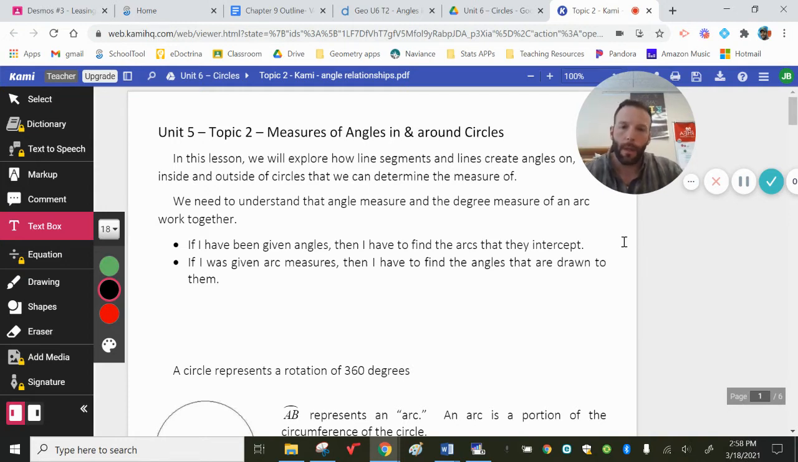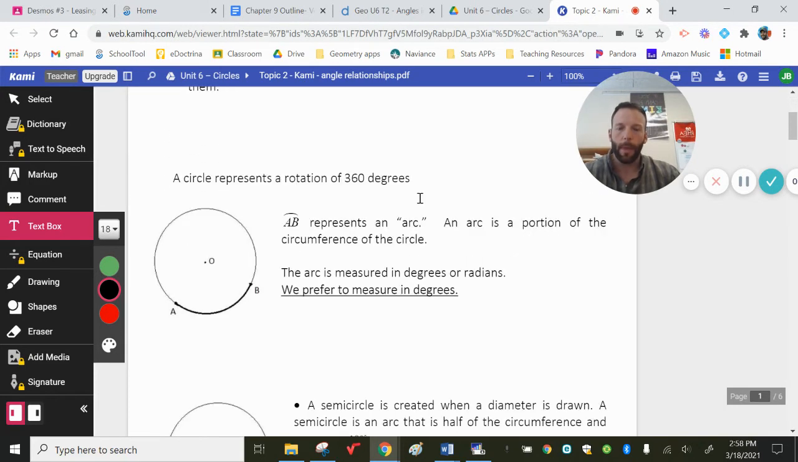To do that, we have to understand how an angle measure and the degree measure of an arc work together. So first, let's talk about what an arc is. If you look at this portion right here, we know that a circle represents a rotation of 360 degrees. And this little notation with a little curved segment over the top of the letters AB means arc. So the arc AB is a portion of the circumference of the circle. The circumference is like the perimeter of the circle, and the arc is just a part of that.